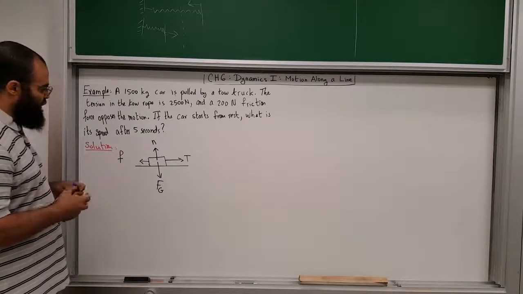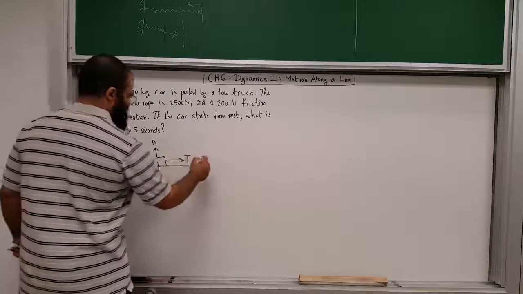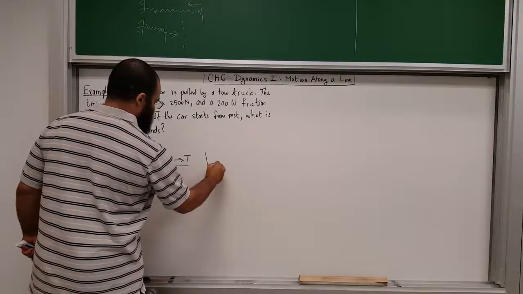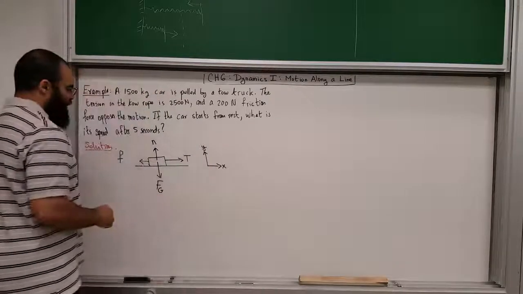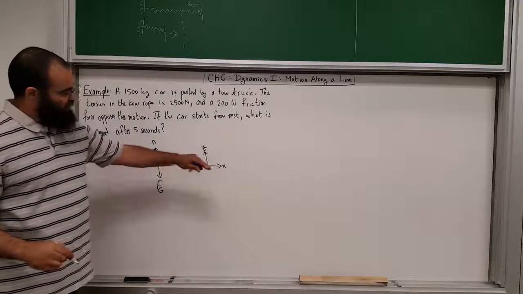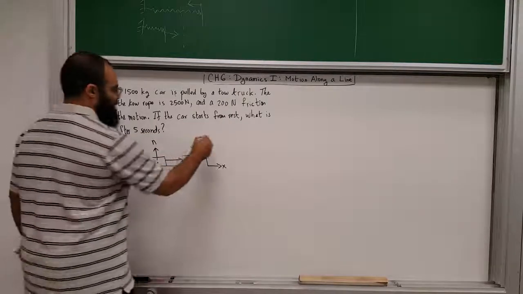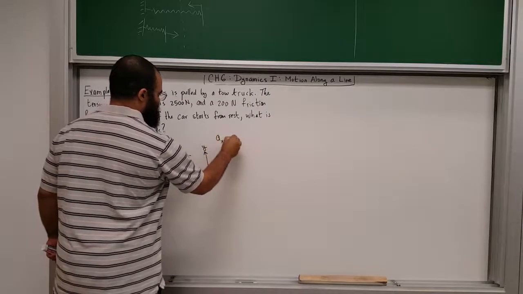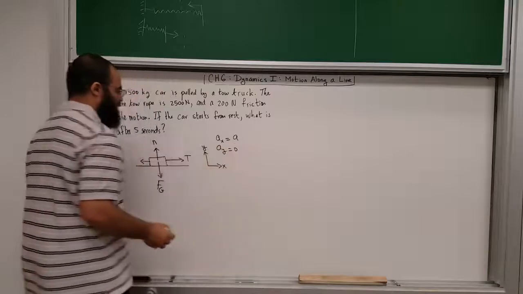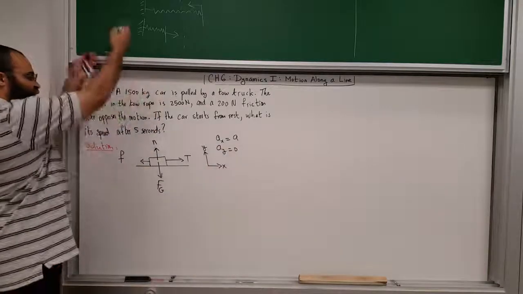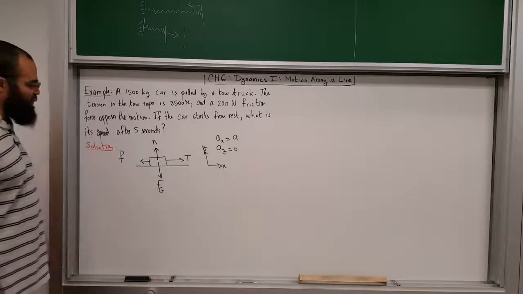Now we have to draw our coordinates. In this case, it's easy. The motion is along the x-axis, so here is the x and here is the y. Our object will move along this way. There is no acceleration in the y direction, but there is acceleration in the x direction. The acceleration in the x direction, let's just call it a, and the acceleration in the y direction is simply 0. The car is not being lifted and it's not going into the ground. It's only moving this way. That's the assumption of the problem.